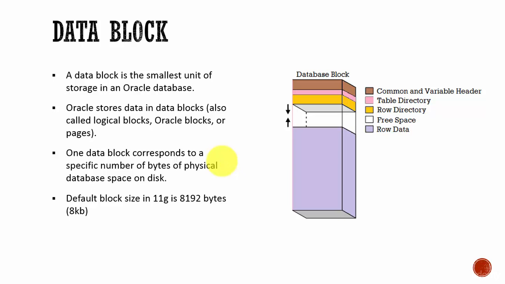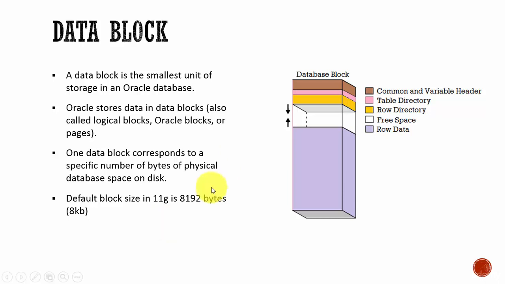Whenever we are talking about Oracle database and we are saying Oracle reads data and writes data, that means the Oracle database is writing data blocks and reading data blocks. Okay, remember that is the smallest logical unit by which the Oracle database understands. Okay, the default size in Oracle 11g and 12c is 8192 bytes, which is 8 KB.